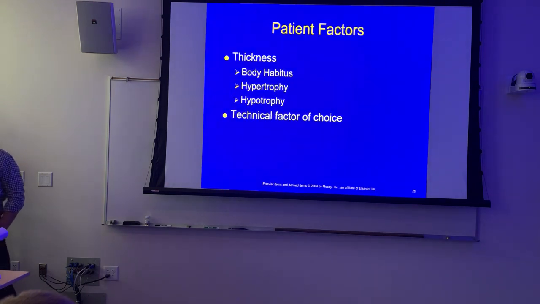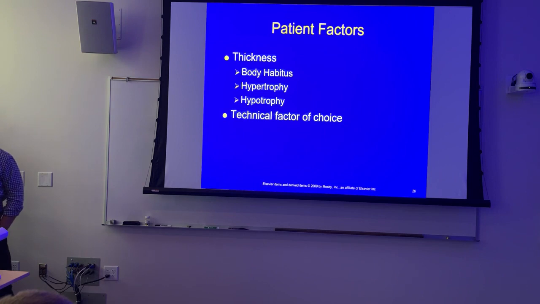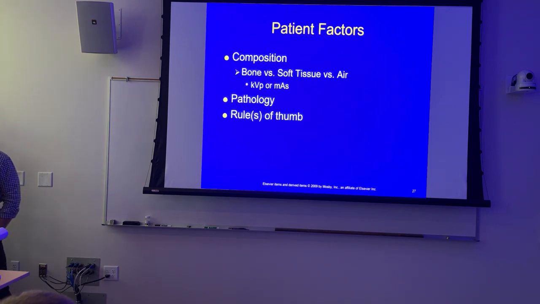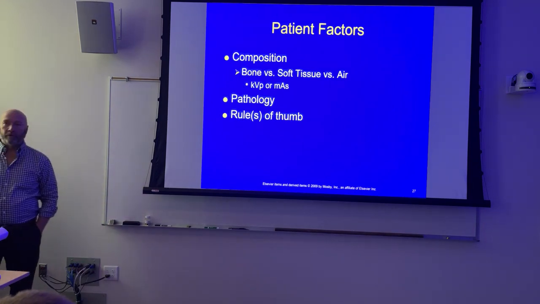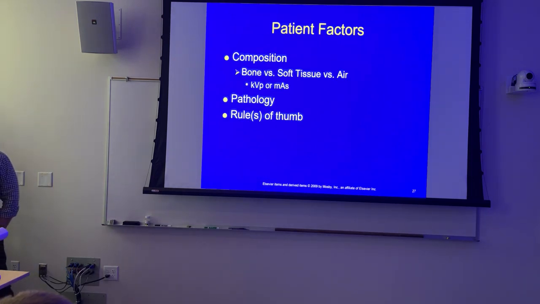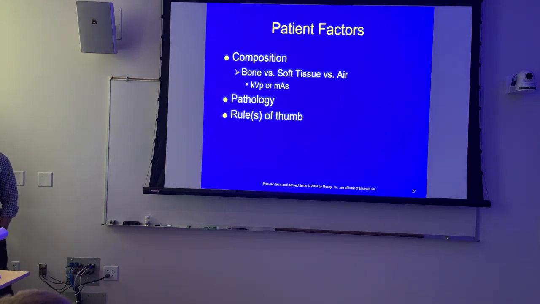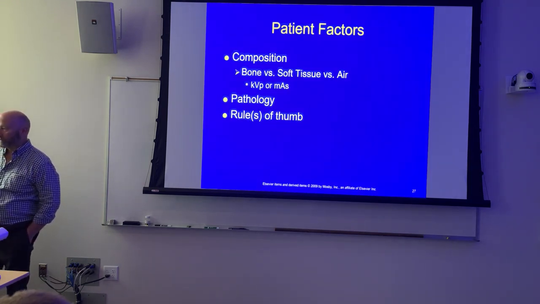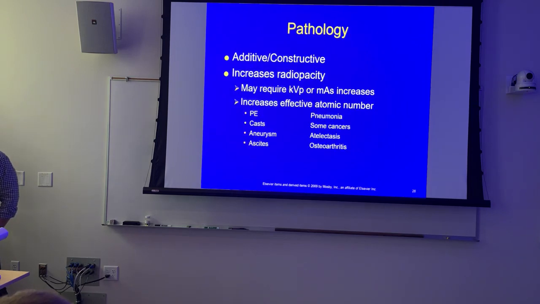Right? So we talk about patient factors, thickness with body habitus. We talk about hypertrophy, which is overdevelopment. Hypotrophy is underdevelopment. And technical factor of choice then was mass in most cases. Composition, again, the only time that we would increase KVP is if we have an overabundance of bone, or if we're putting something inside of the patient that we needed to increase our KVP to penetrate, like barium, something like that, right? So most of the time it's going to be mass, but sometimes there are rare cases where we need to adjust our KVP. And pathology, again, we're going to talk a little bit more about specific pathologies in a minute. And rules of thumb we already talked about.